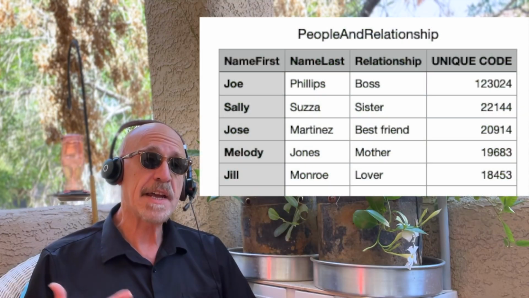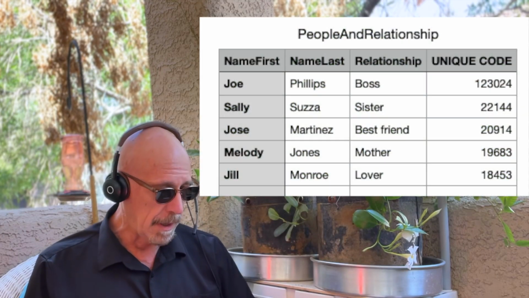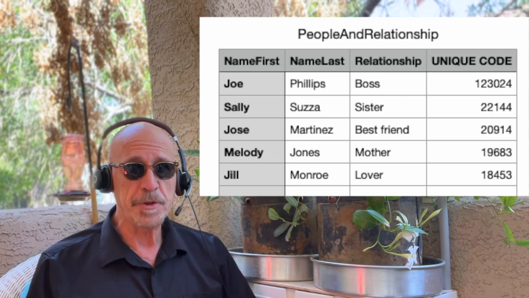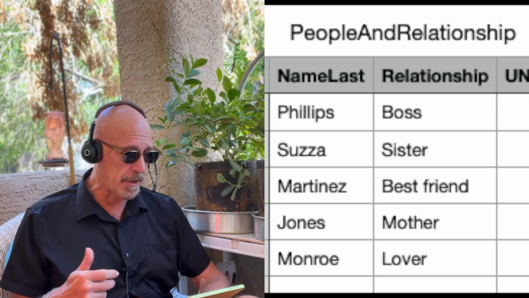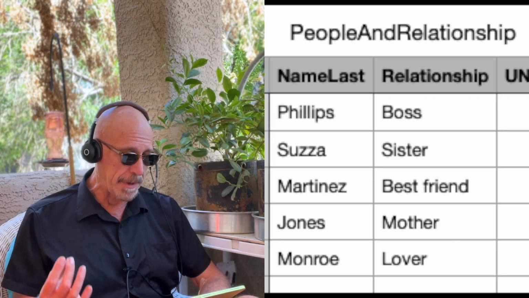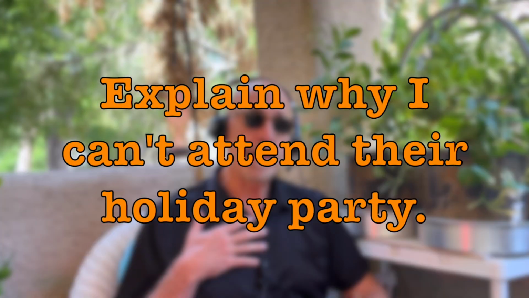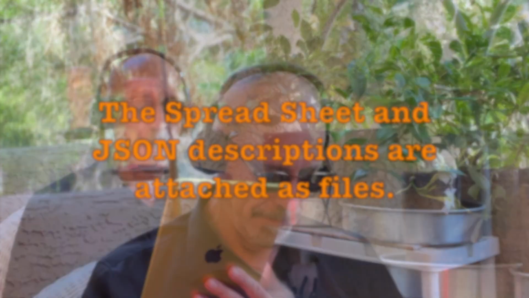So for this test, I created a spreadsheet of people. We have first names, last names, relationships, and unique codes. The interesting part here are the relationships. So these people will include my boss, my sister, my best friend, my mother. For each one of these people, I need to come up with a reason why I can't go to their holiday party. Here's my prompt.